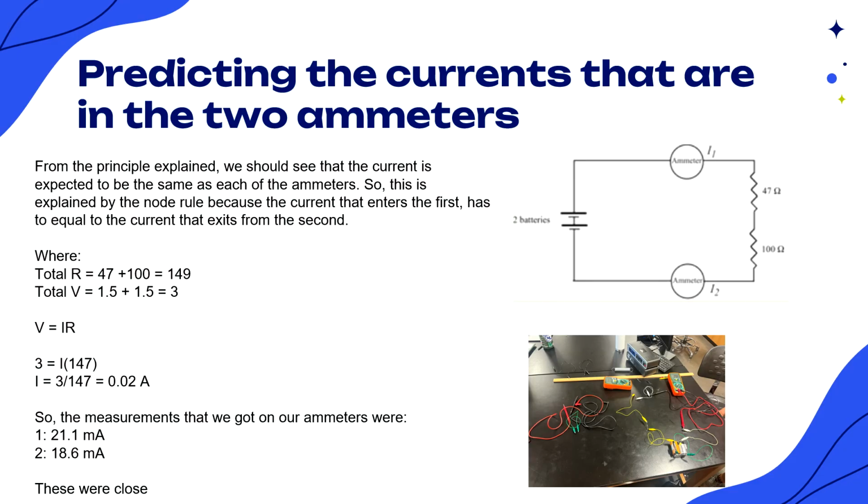Predicting the currents that are in the two ammeters. From the principles we explained, we should see that the current is expected to be the same at each of the ammeters. This is explained by the node rule because the current that enters the first ammeter has to be equal to the current that exits from the second. The total R was 47 plus 100, which is equal to 147. The total V equals 1.5 plus 1.5, which is equal to 3. V equals IR, so 3 equals I times 147, where I is equal to 0.02 A. The measurements that we got on the ammeters were around 21.1 milliamps and 18.6 milliamps, and these were close to the 20 milliamps that we were supposed to get.